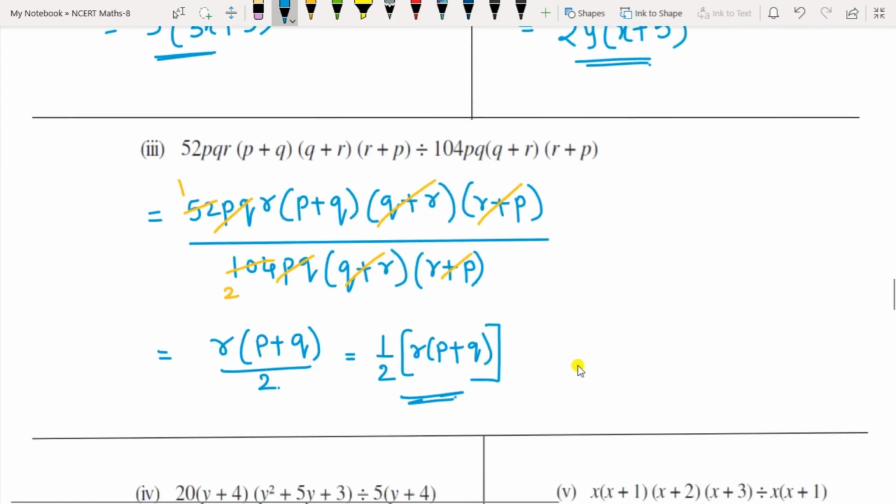Here also 52 ones are, 52 twos are, pq will get cancelled, r is remaining, and p plus q is not there, the rest two brackets are getting cancelled. So the answer will be, either you can write it this way, r(p plus q) upon 2, or write 1 by 2 and r(p plus q), this way also.